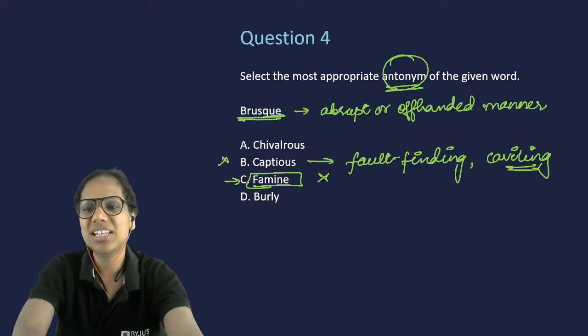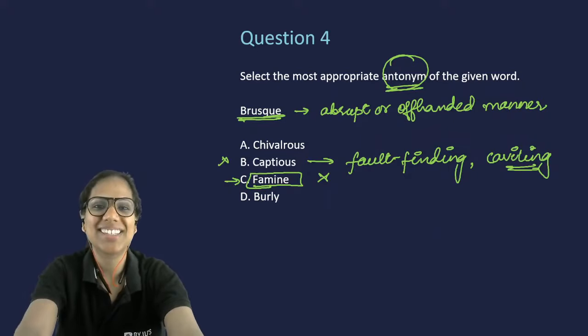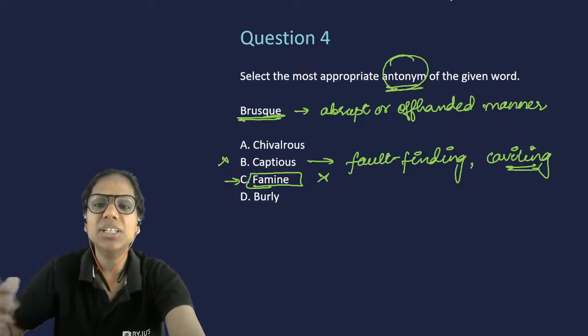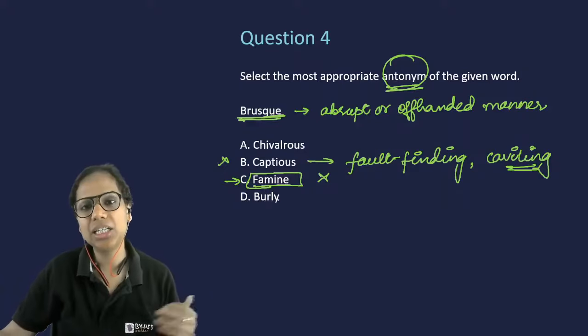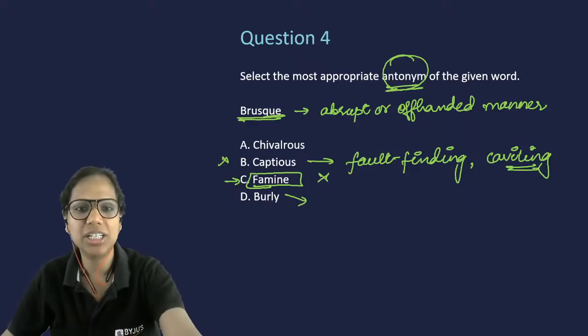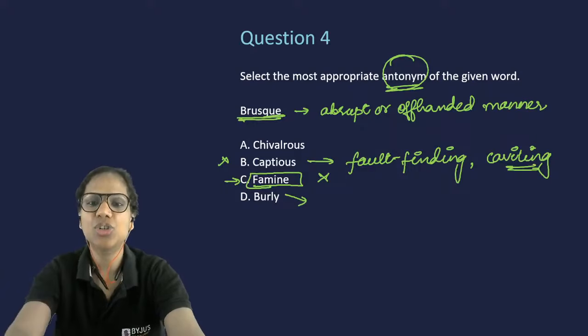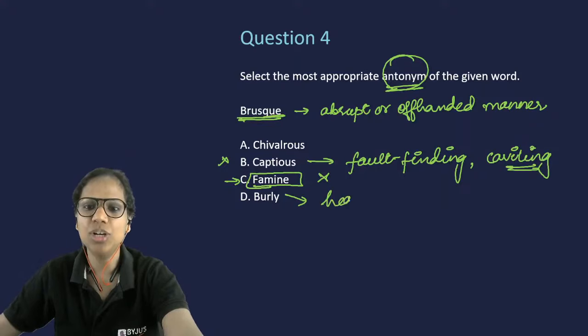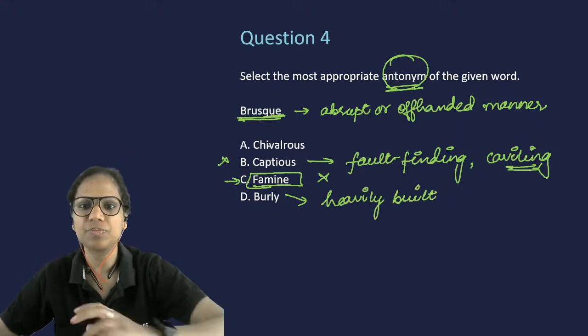Now, between chivalrous and burly, I think you know what the answer is. Who is a chivalrous person? Yes, chivalrous. So, burly is actually not related here. It is associated with your physical build, your strength. If you're strongly built, heavily built, that's when somebody will call you a burly person. Okay, he is burly, she is burly.